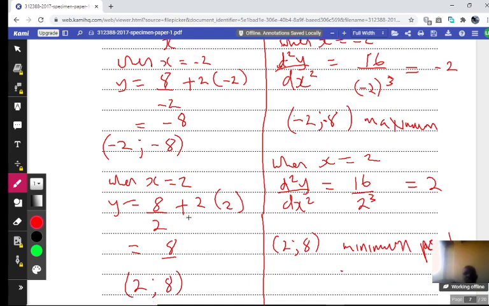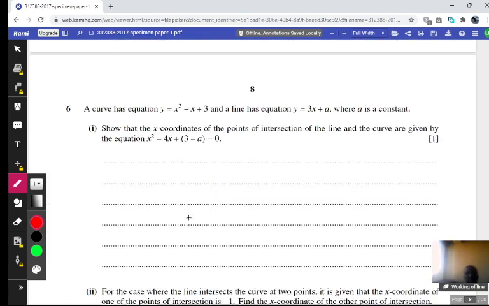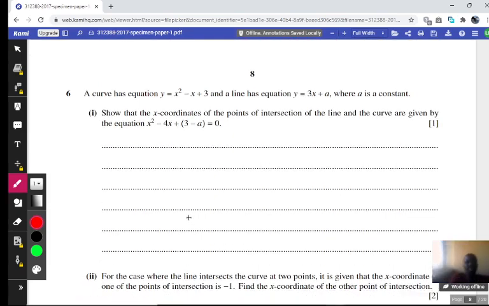Right, so we are done with this part. Let's move on to the next part. Question number 6 is saying a curve has equation y equals x squared minus x plus 3, and a line has equation y is equal to 3x plus a, where a is a constant. Show that the x coordinates of the points of intersection of the line and the curve are given by the equation. That one, you can see that one right on the screen.